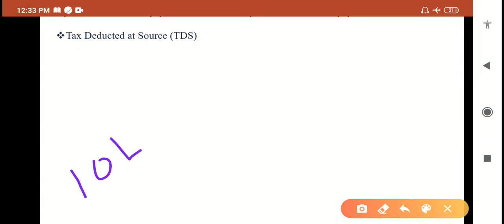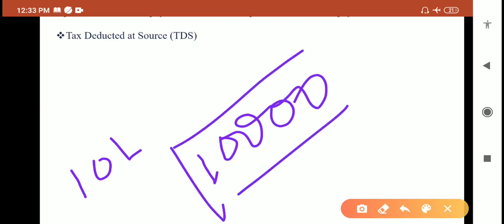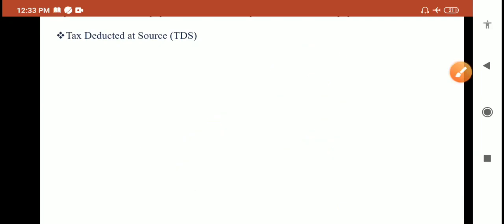The total transaction value is 10 lakh, and 1% is the TDS. So the government agency makes a payment to the builder by deducting TDS of rupees 10,000, and this is credited to the government. This is how TDS is applicable. Before making payment to the supplier, the tax is deducted at source. This is also one payment payable in the GST regime.